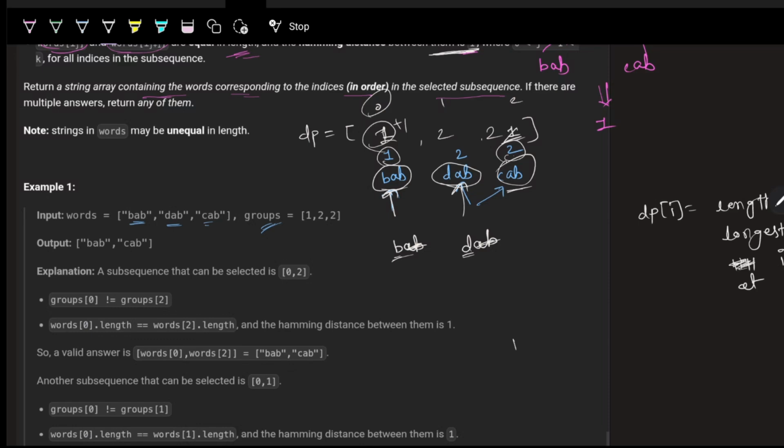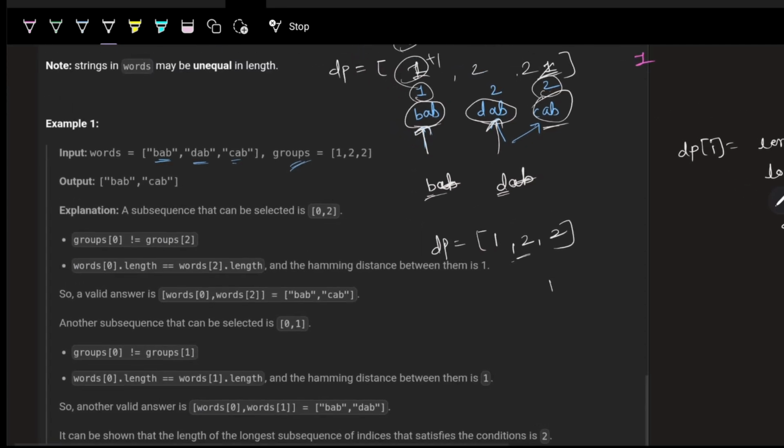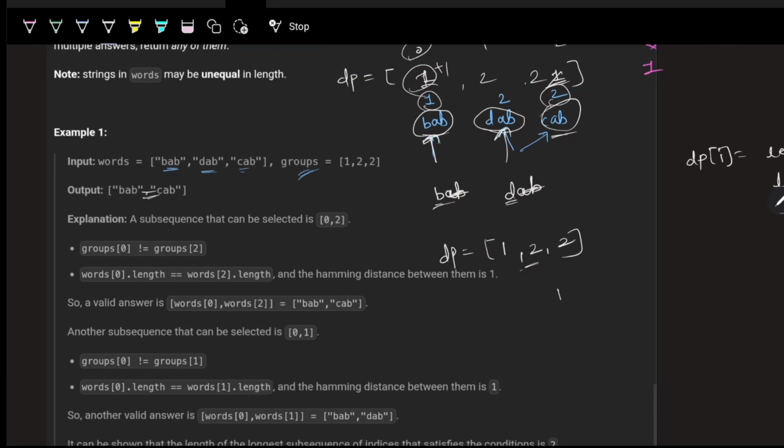And if you see my dp array is looking now like this, 1, 2, 2. It means that 2 is the maximum longest length that I can achieve. And if you see, output length is also 2. But we don't have to return length, we have to return words. How will I get that?